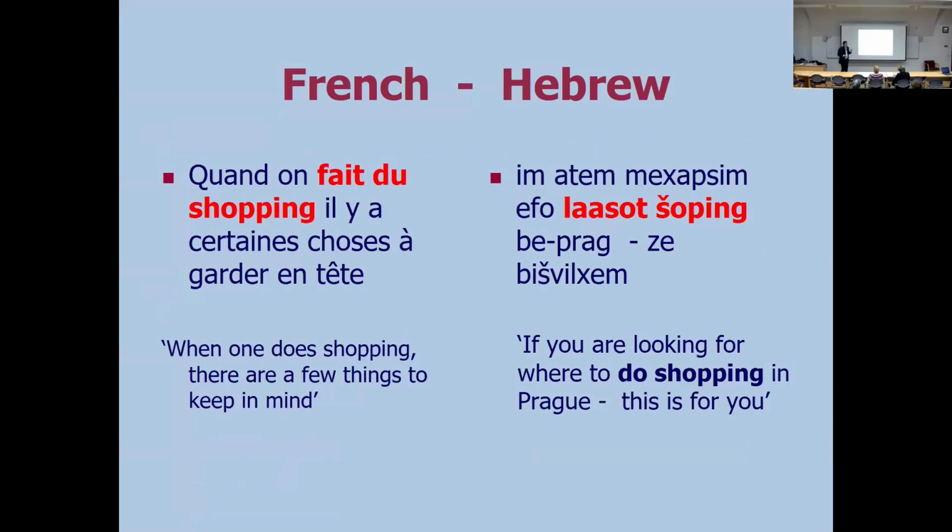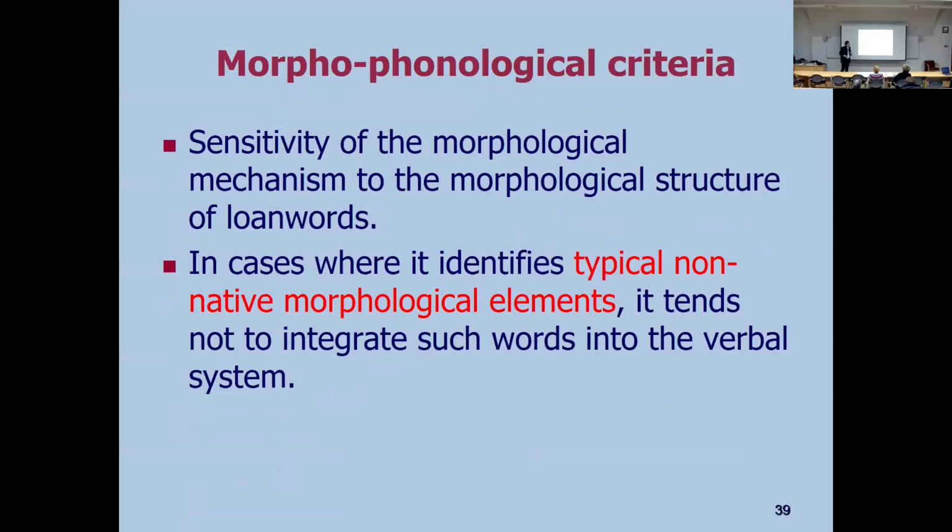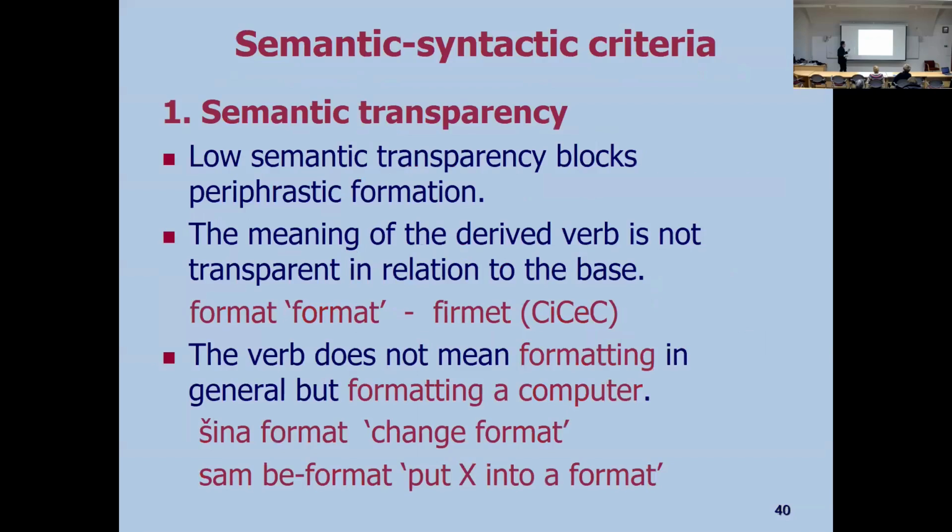But again, it is far more frequent with periphrastic formation. So we have fait du shopping, and laasot shopping. So maybe this rejection of typical non-native suffixes goes beyond only these two languages, something to explore further. So this shows that we have sensitivity to the morphological structure of loanwords. In cases where it identifies typical non-native morphological elements, it tends not to integrate such words into the verbal system. So this is just an interim summary.